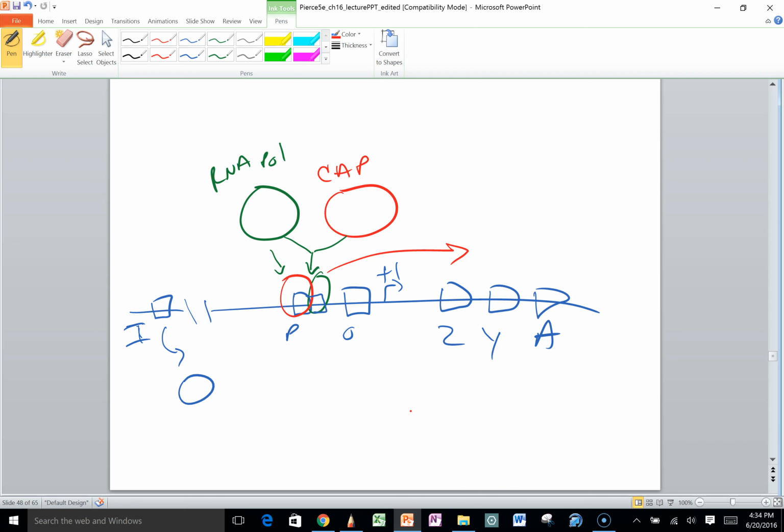But CAP can only bind the promoter if it's bound to cyclic AMP. So you need cyclic AMP to bind to CAP. Then CAP can help RNA polymerase bind to the promoter. So CAP is actually an activator protein, because the function of the CAP protein is to turn on the gene. But it can only do that if there's cyclic AMP.